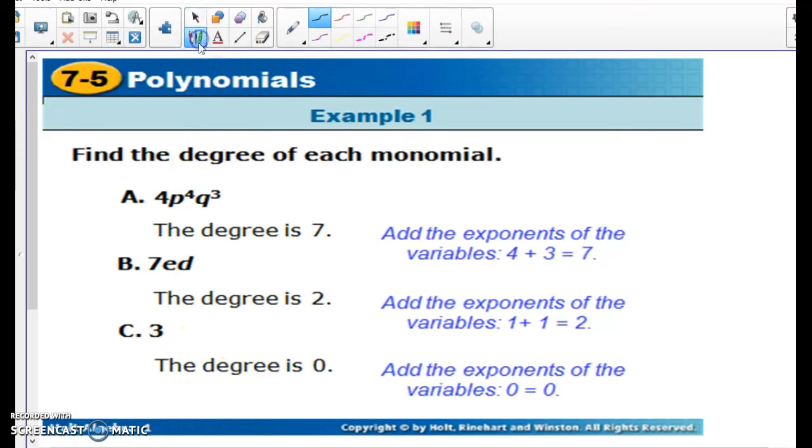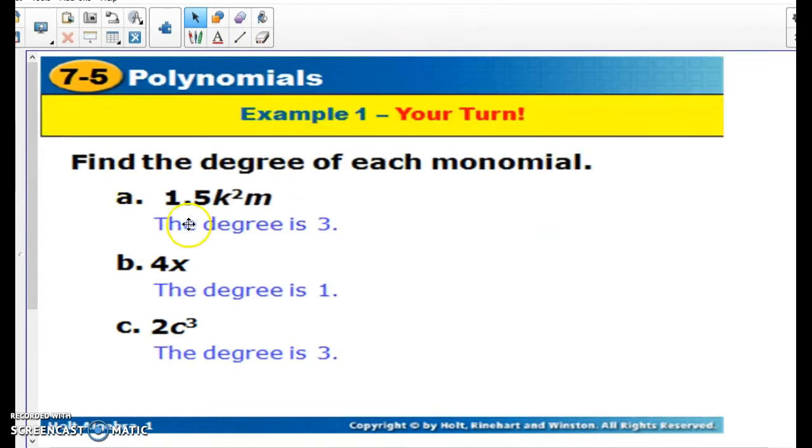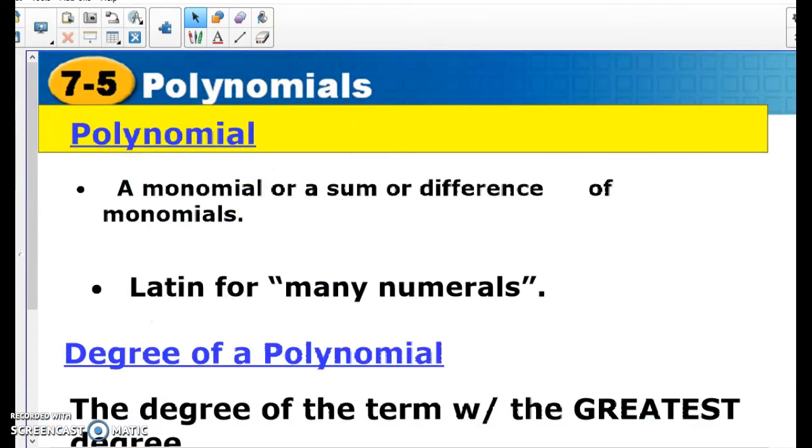If this were separated, let's say this was 4p to the fourth plus q to the third, then that would change it. So then my degree would just be 4 because p to the 4 is going to be bigger than q to the 3. So like here, k has 2, m has 1, so it's going to be 3. X just has 1, so it's going to be 1. C has 3, so it's going to be 3.